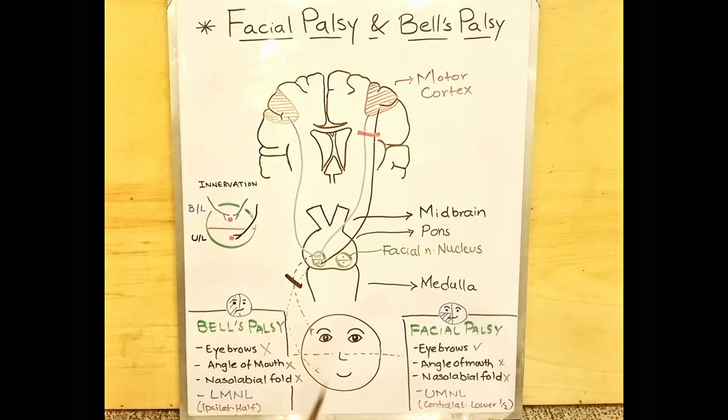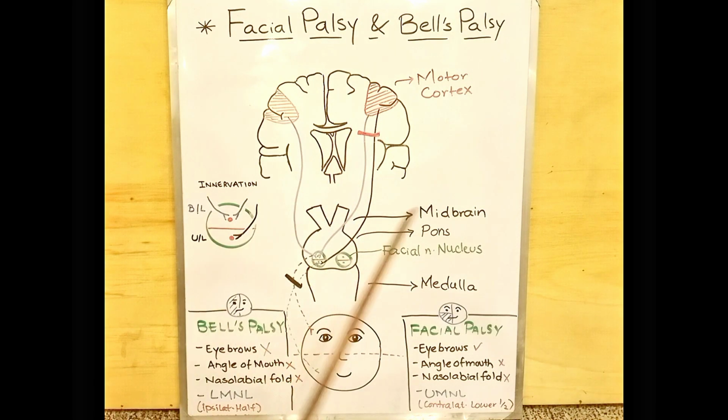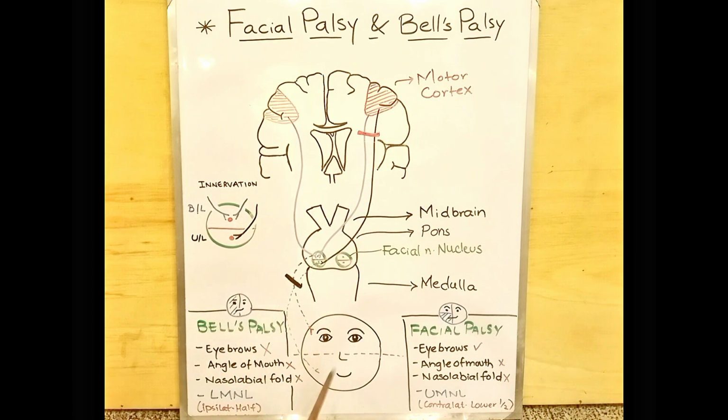So here we can see that when there is an upper motor neuron lesion, it would cause the contralateral side of the lower half of the face to paralyze. Why not the upper muscles of the face? The reason behind it lies here: as I've told you, the upper motor neuron receives the innervation from both the sides of the motor cortices. So this thing is very important.